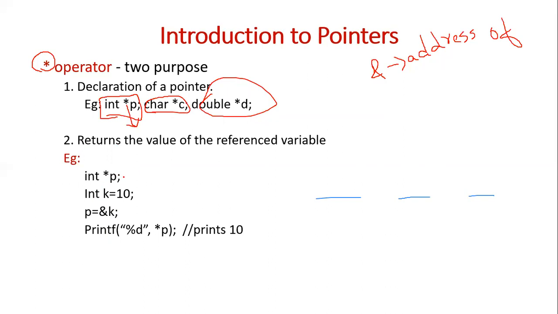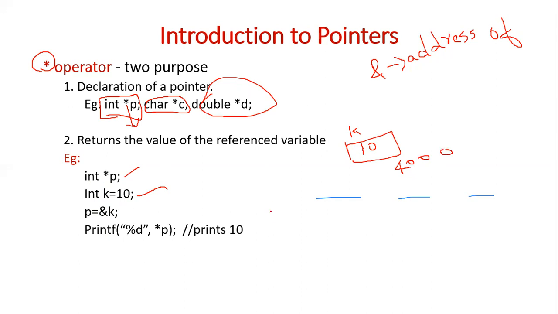That can be understood by this example. Here you can see int star p. It means that p is a pointer to an integer. Then int k equal to 10. That is, k is a variable which is assigned the value 10. Then p is equal to ampersand k. It means that p is pointing to the address of k. So k is a variable which contains 10. Let us say that k's address is 4000.